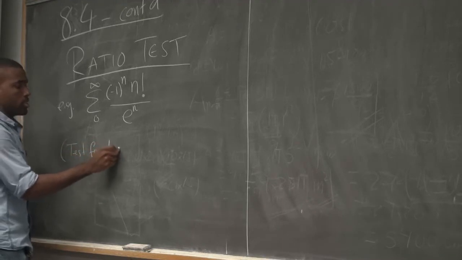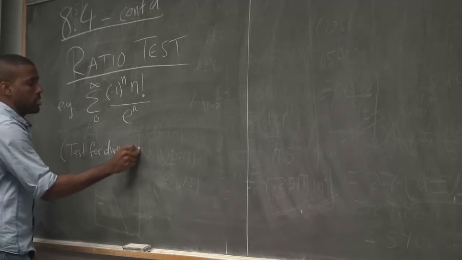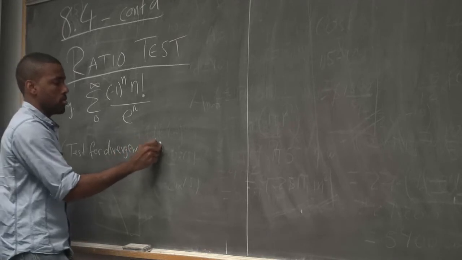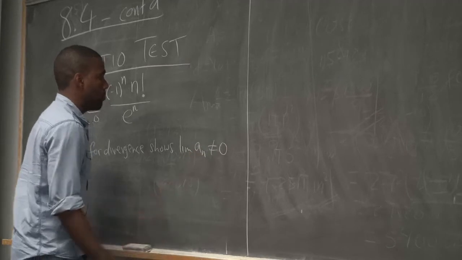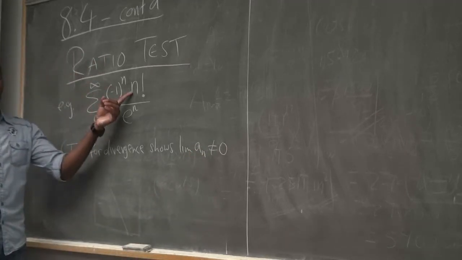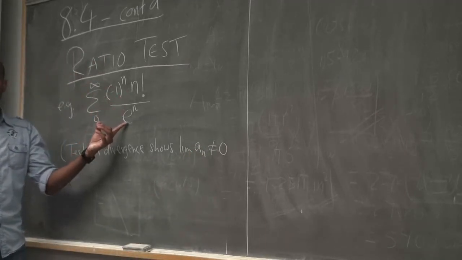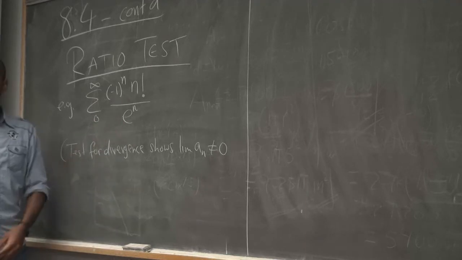Test for divergence shows the limit of a n is actually not zero, right? Because factorials grow a lot faster than exponentials, remember? So this is already bigger than zero, right?